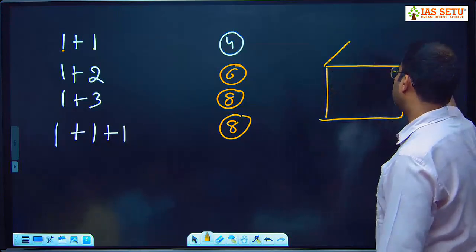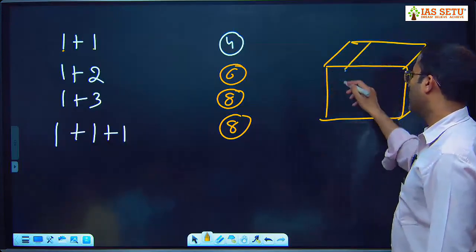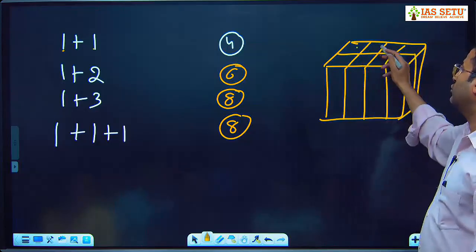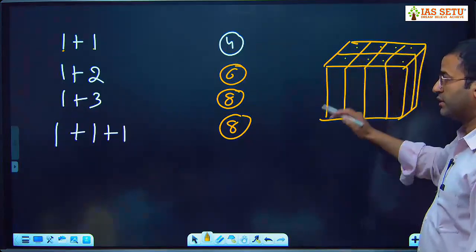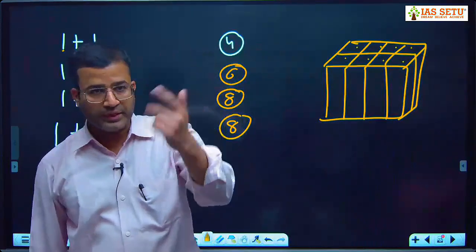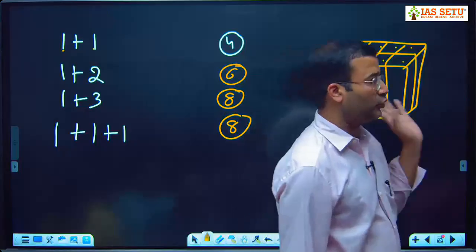I repeat. 1 2 3 and this is the fourth cut. 1 2 3 4 5 6 7 8. 1 + 1 + 1 also give total 8 pieces. 4 in the top layer, 4 in the bottom layer. There are only 2 layers.